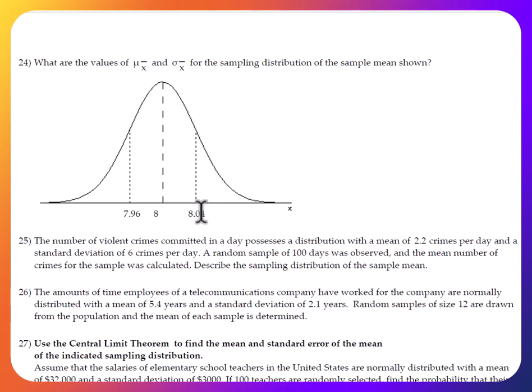Describe the sampling distribution. As we mentioned, the central limit theorem tells us that the distribution of the sample means is also bell-shaped, is also normally distributed, is also normal. And it tells us that the mean of the sample means will be the same as the original mean. So your answer is going to be mean of x bar equals 2.2. But the standard deviation, guys, is not going to be 6. It's going to be 6 divided by the square root of 100. If you take 6 and divide it by the square root of 100, you will get 0.6.